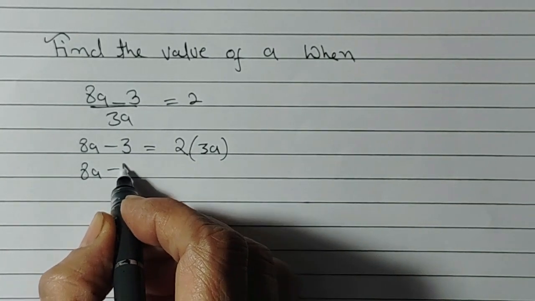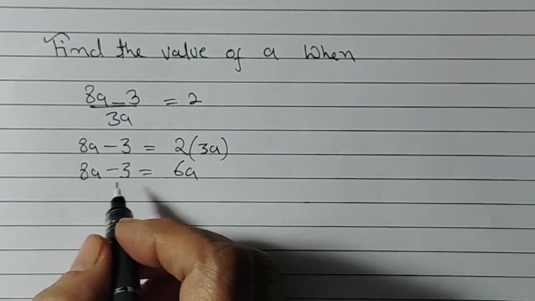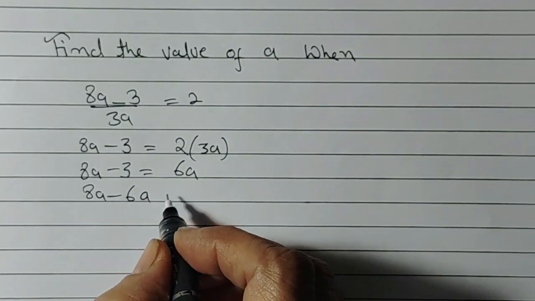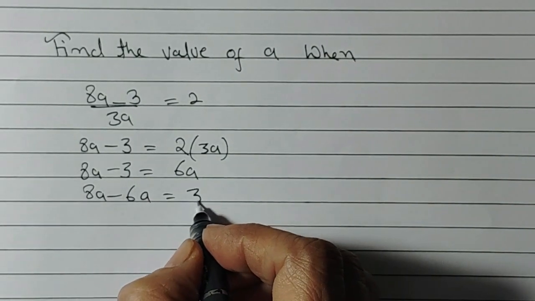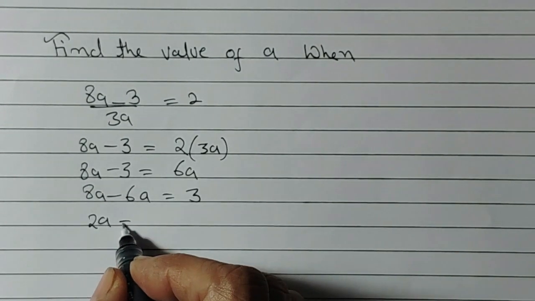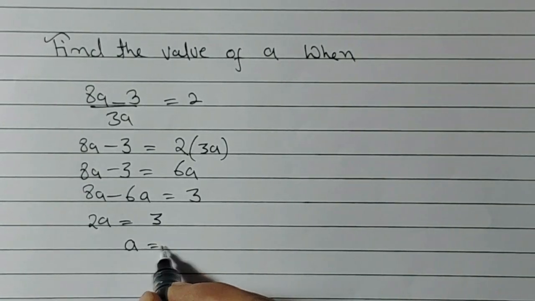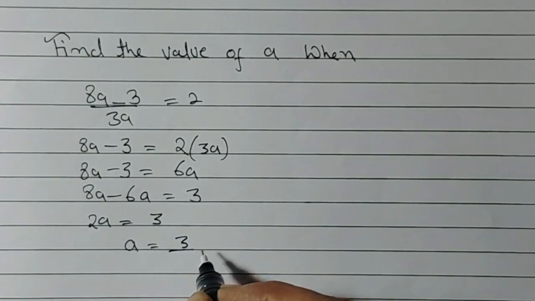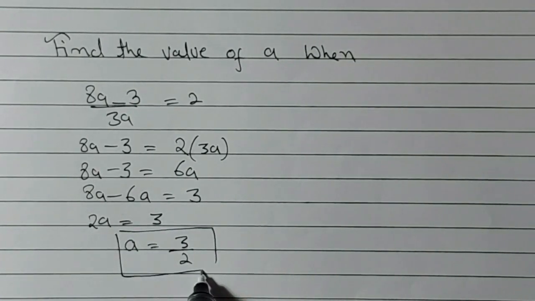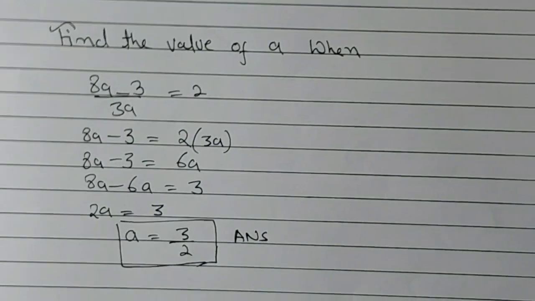8A minus 3 is equal to 6A. Now we'll transpose it. It is 8A minus 6A equal to plus 3. So it becomes 2A is equal to 3. Now A becomes 3 over 2. This is the final answer. The value of A is 3 over 2. This is the answer.